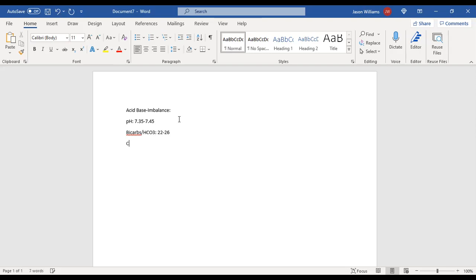Also, the normal carbon dioxide. What is the normal CO2? 35 to 45. Yeah. So typically in the human body, our acid-base imbalance can be respiratory. I mean, it can affect the respiratory system.